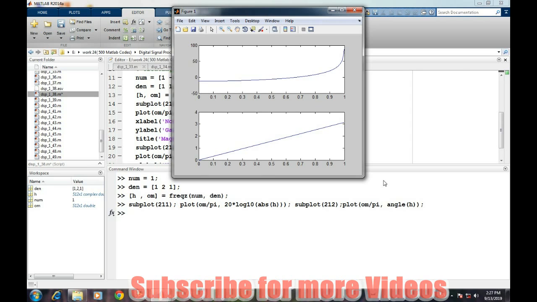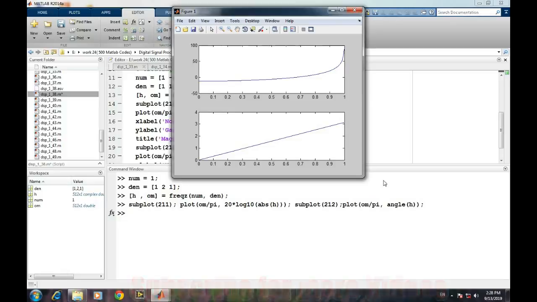That will be really helpful in doing assignments based on the frequency response, or some questions in control systems, like whether the system is stable or unstable. So that's it for this video.